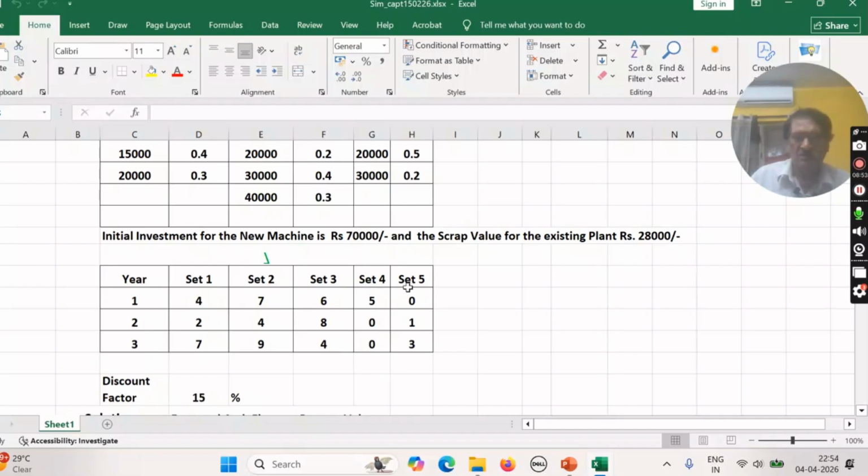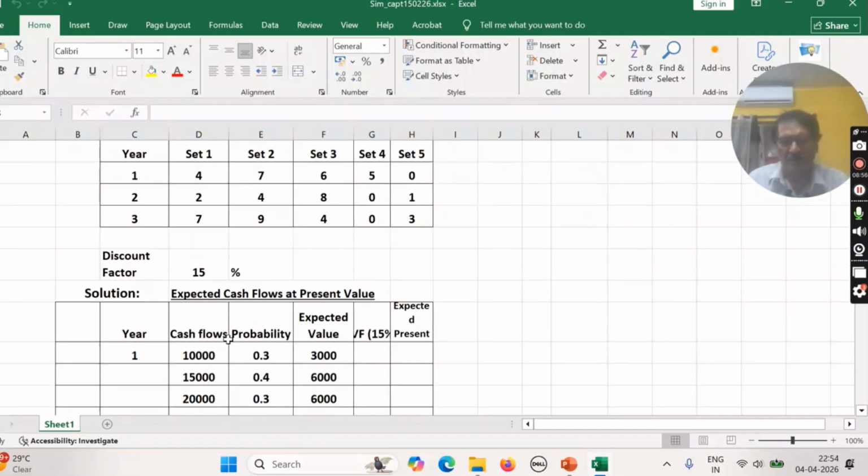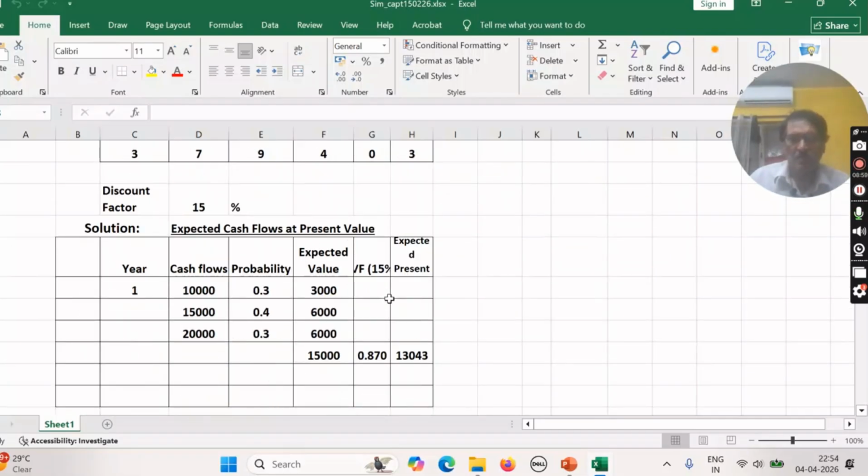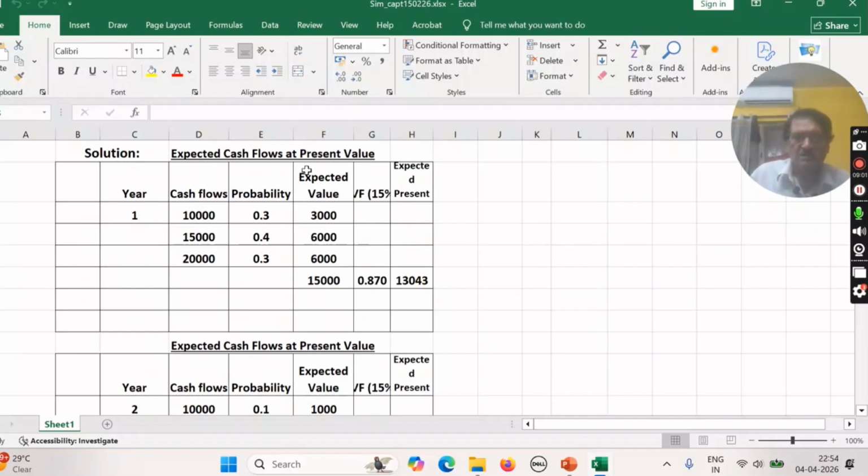Five sets of random numbers are given for each year, 1, 2, and 3. And the discount rate is 15%. First, the expected cash flows at present value. First year, 10,000 with probability 0.3. That's why the expected value is this into this, that is 3,000.